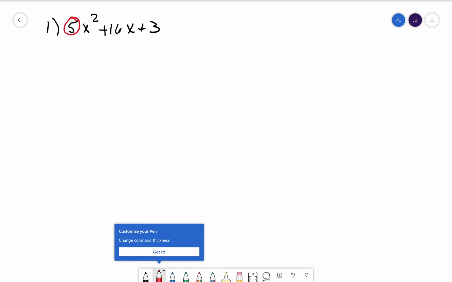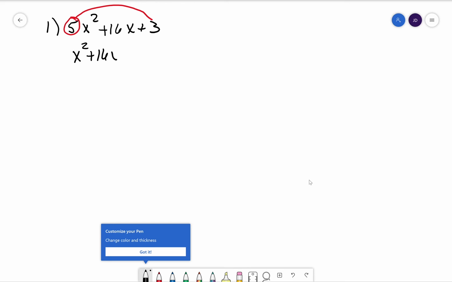We're going to take the leading coefficient 5 and we're going to multiply it times the 3. Now when I do that, now I just get x squared plus 16x plus 15. See, so what happens is we drop that 5, we just multiply 5 times the 3, and we get 15. Now is where we have to factor it.